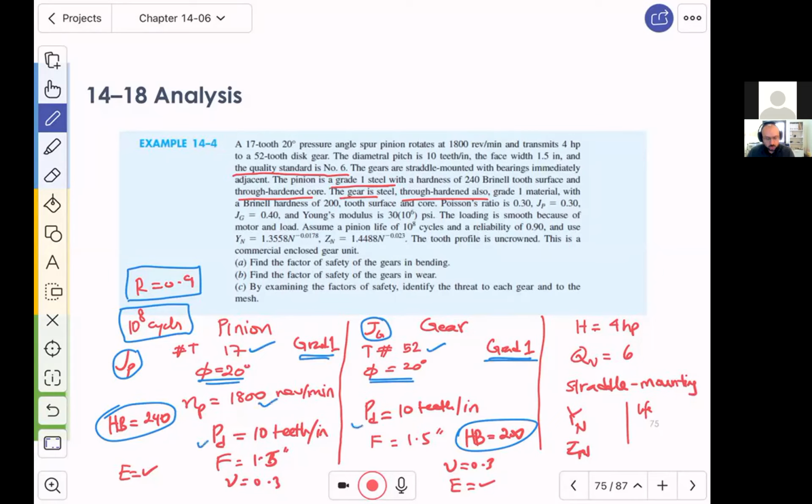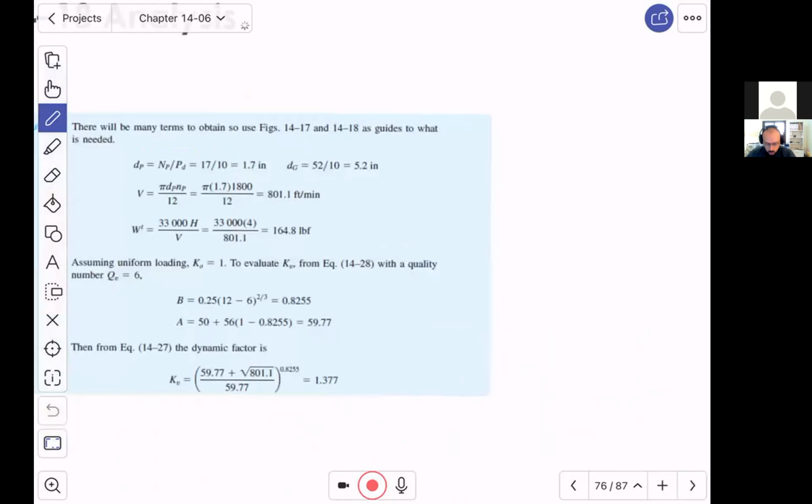We know the diametral pitch, which is 10 teeth per inch. And the face width, which is usually the same for both, is 1.5. The modulus of elasticity and the Poisson's ratio for both were also given. We have 4 horsepower to be transmitted through this gear system. We have a commercial quality gearing of Qv equals 6. And we were given some other information that I'm going to discuss later. So we started by calculating the pitch diameter for the gear and the pitch diameter for the pinion.